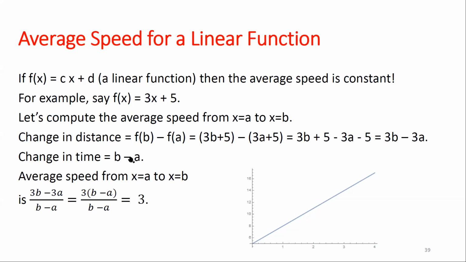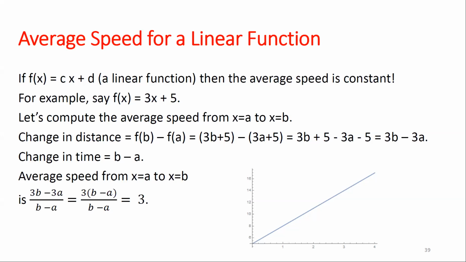The change in time is just b minus a. So the average speed from A to B is the change in distance, 3b minus 3a, over b minus a. Change in y over change in x. We factor out 3 and we get 3 times b minus a over b minus a. And what's b minus a divided by b minus a? 1. So we just get 3.